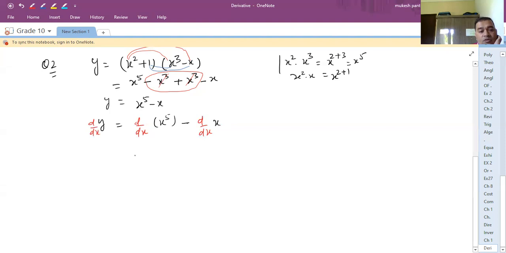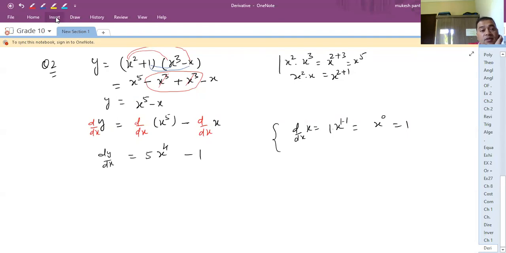So when you solve, 5 comes before x, and then its power is 4. Understanding? 5 and 4. And the derivative of x is what? 1. Remember, d over dx of x to the power 1 gives 1 times x to the power 1 minus 1, so x to the power 0, that is 1. So directly you can write this. This is the value of dy over dx. This is the first derivative. But we have to find the second derivative.